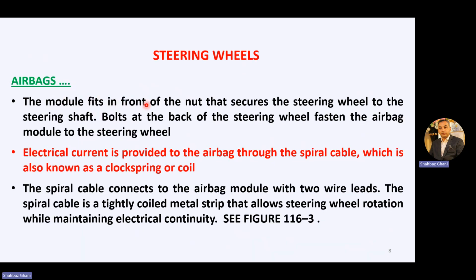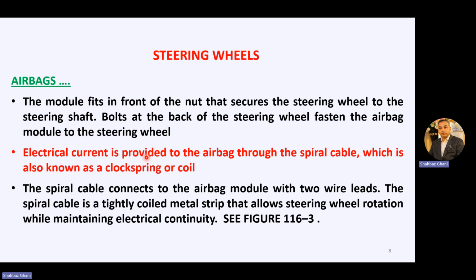The module fits in front of the nut that secures the steering wheel to the steering shaft. So the inflator module, in which we place the airbag and the other accessories that inflate the airbag, is placed in front of the nut that secures the steering wheel to the steering shaft. Bolts at the back of the steering wheel fasten the airbag module to the steering wheel.